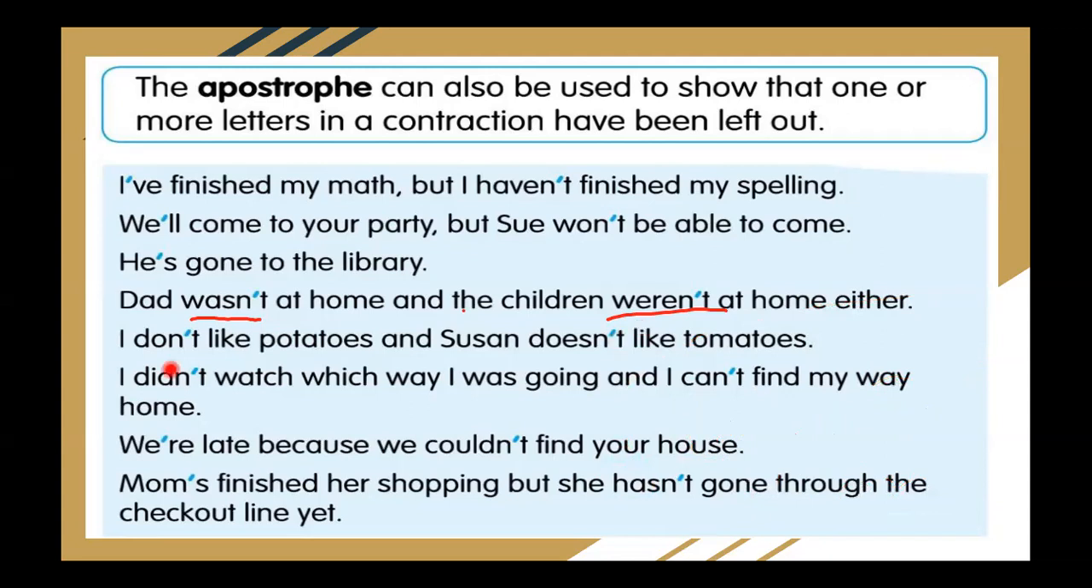Now next. I don't like potatoes and Susan doesn't like tomatoes. So here, tell me, I do not like potatoes. What is the actual word? Don't, do not. Yes. And here, what is the word over here? Susan doesn't. Does not. Very good. Does not becomes doesn't, does n apostrophe t.